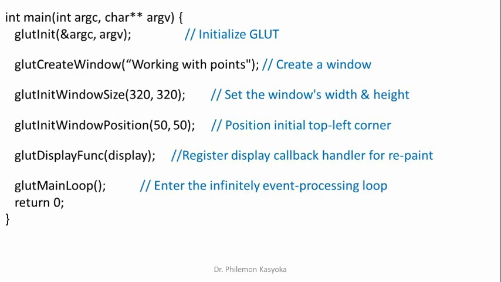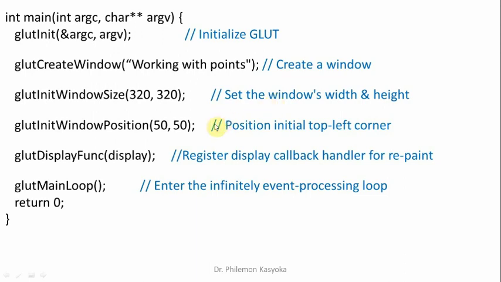Now, in the main function, remember in C and C++ programs, execution begins from main. Here we have the initialization of GLUT, and then we would have glutCreateWindow with the title "Working with points". This gives us the title of the window that we're going to be creating. Then on the next one, glutInitWindowSize, we can specify the width and the height of the window that we want our object to be displayed on.